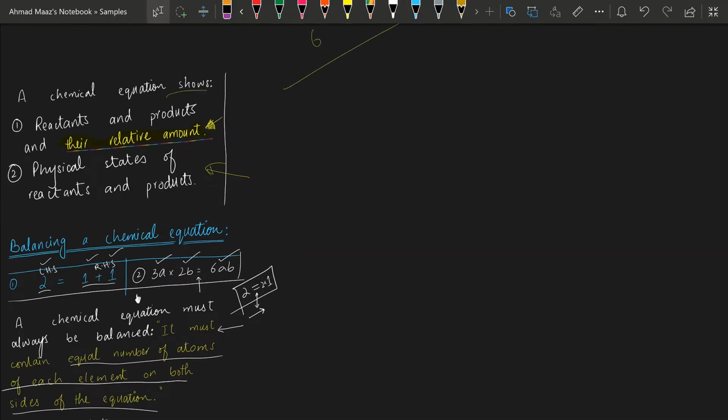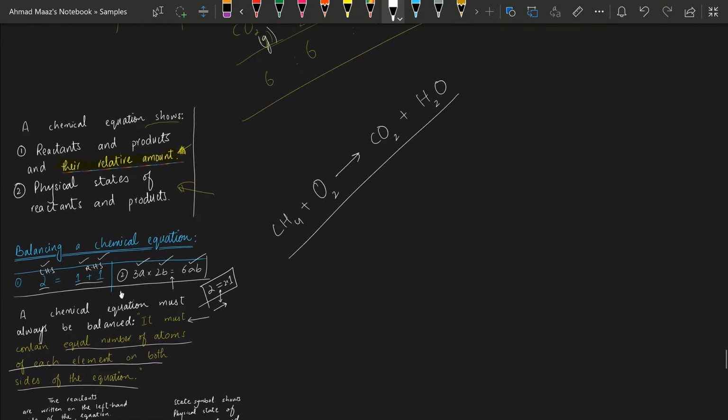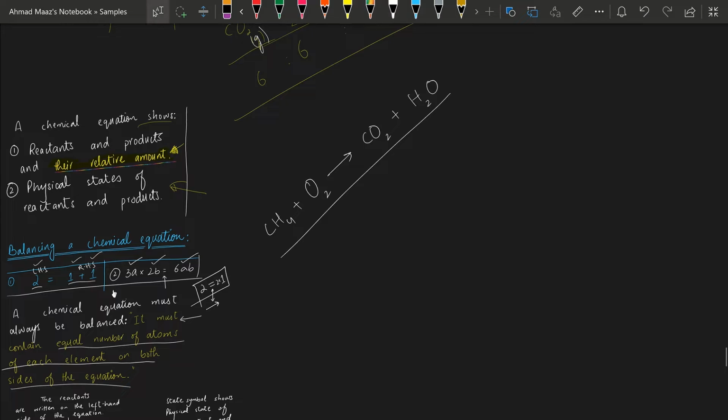For example, if we have CH4 plus O2 and it gives us CO2 and H2O, if we talk about this equation, then it must be having an equal number of atoms of each element on both sides. For example, if there is one carbon, then the number of carbons on both sides of the equation must be equal. There is one carbon on the left hand side and there is one carbon on the right hand side. The number of carbons is okay, it is balanced.